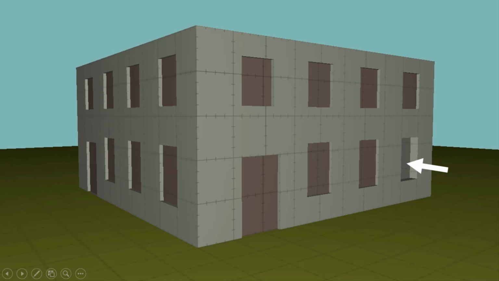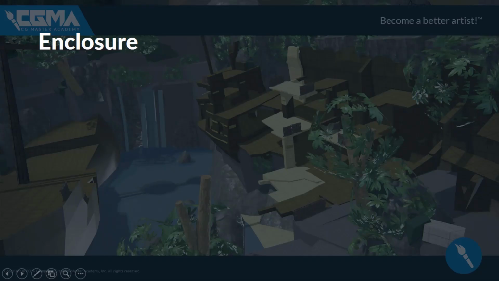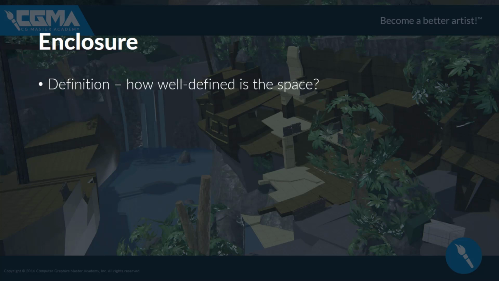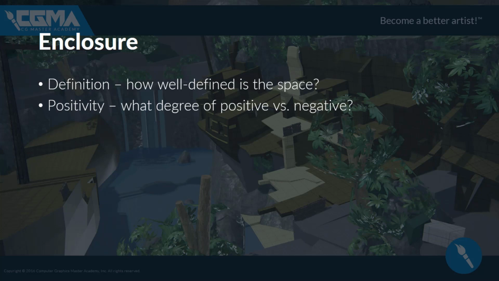So just to wrap up, when we are talking about enclosure, the ideas that I would like you to focus on, in addition to definition, are how well the viewer is able to understand the type of space that you are trying to articulate, and also the degree, positive and negative, that the viewer is understanding from the space that you've created, and how that affects the flow of the player's path.